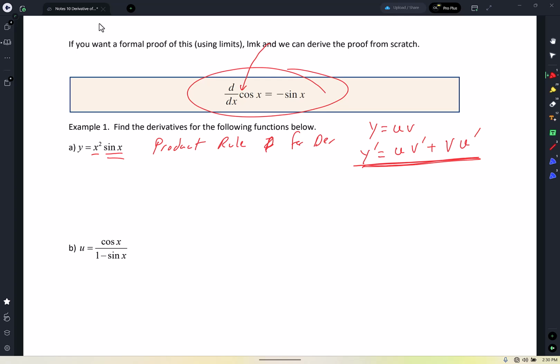Okay, are we still okay? All right, here we go. Y prime, first, I just write x squared times derivative of the second. The sine x is my second. What's the derivative of sine x? Cosine x, plus the second, sine x, times derivative of the first. What's the derivative of x squared? 2x. Done.